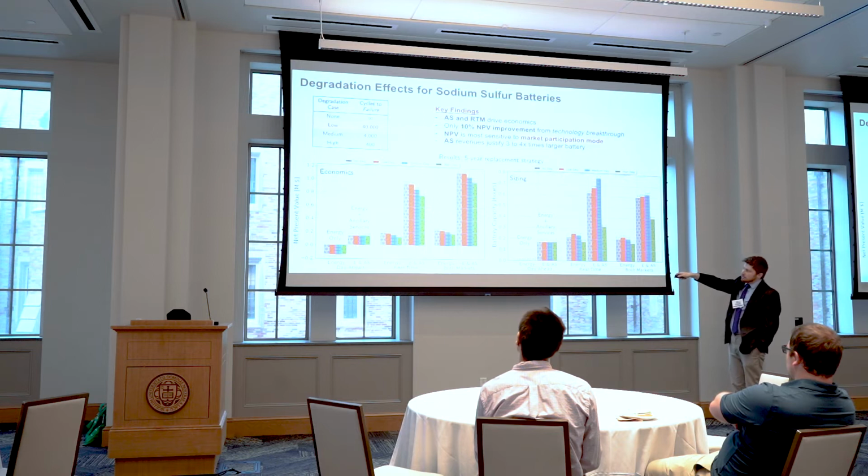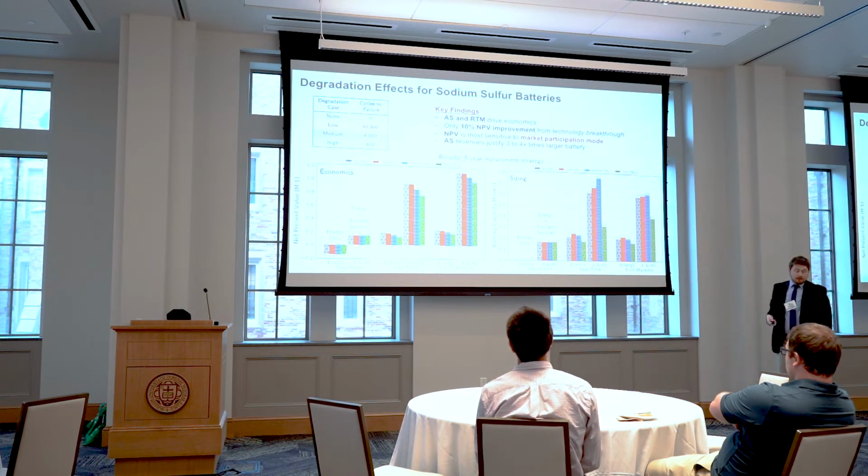And then what these plots show are the net present value in millions of dollars. And these are organized by, am I only selling energy, am I selling energy and ancillary services, and am I in only the day-ahead market, am I in the real-time market, or am I in both markets? So what do we see from this?